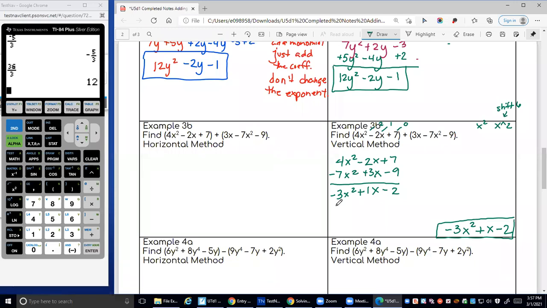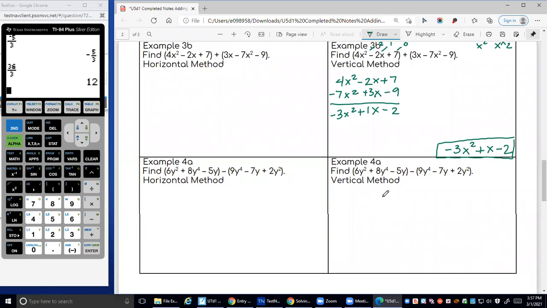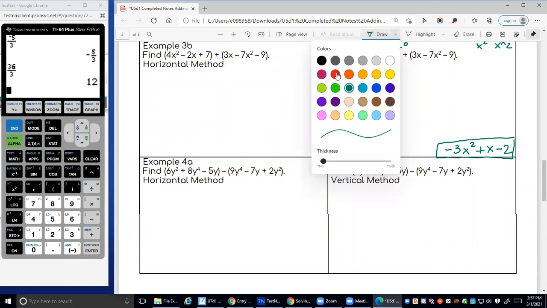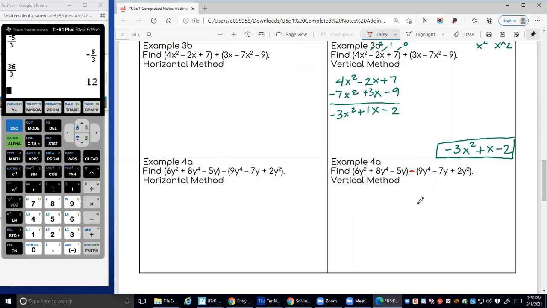Okay. Let's go ahead. Let's try this again. Example 4a. Now this one is slightly different. And the main thing that is different here is that we have a subtraction sign. And so we are subtracting. So that's a big deal, okay?